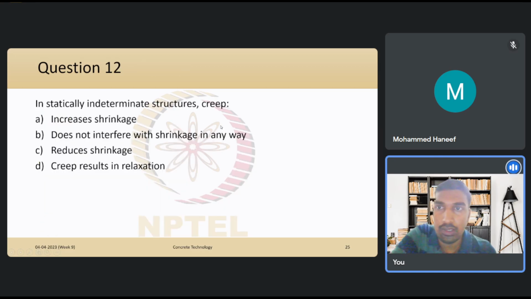Okay, question number 12: in statically indeterminate structures, creep increases shrinkage, does not interfere with shrinkage in any way, reduces shrinkage, creep results in relaxation.